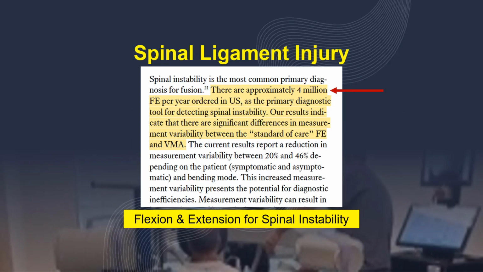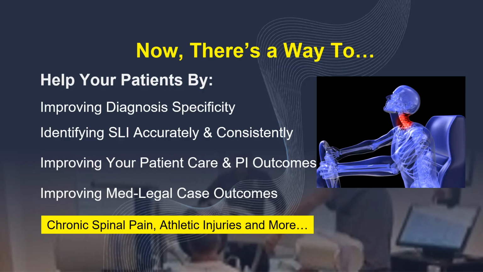Now, if you weren't aware, flexion and extension views or radiographs are significant. Every year, approximately 4 million flexion and extension tests are ordered in the United States as the primary diagnostic for detecting spinal instability. However, that is the old way of evaluating, and that technology hasn't changed for many, many years.